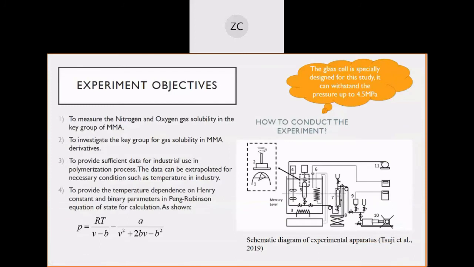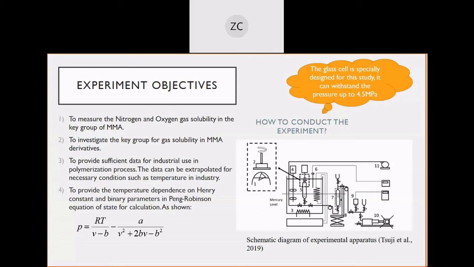The experiment objective is, first, to measure the nitrogen and oxygen gas solubility in the key group of MMA. Second, to investigate the key group for the gas solubility in MMA derivatives. If there is a similar trend for the gas solubility, we can assume that other compounds having a similar molecular structure will also have a similar trend of oxygen and nitrogen gas solubility.